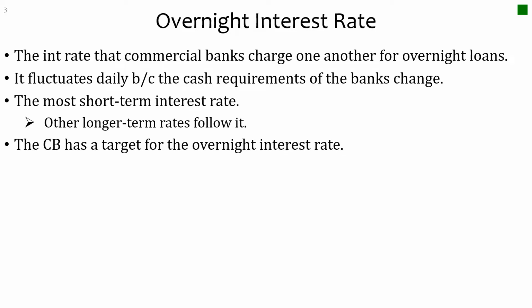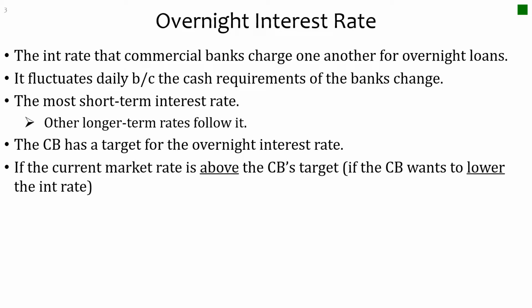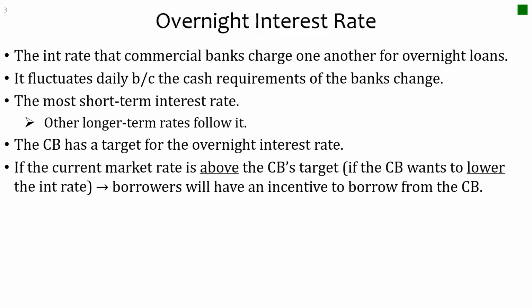The central bank has a target for the overnight interest rate. Now, if the current market rate is above the central bank's target, which means the central bank wants to lower the rate, what should they do? Imagine you're the central bank and you want to lower the interest rate. What do you do? Remember, you are the monetary authority, so you can print money if you want. You have a lot of reserves. So borrowers will have an incentive to borrow from the central bank. The central bank offers loans at a lower rate because it wants to lower the rate. So any commercial bank that wants to borrow money is going to borrow from the central bank instead of the other commercial banks.